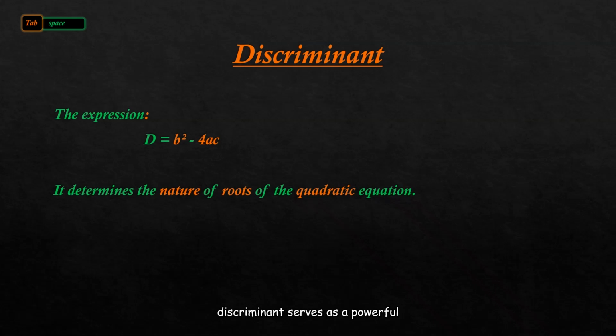The discriminant serves as a powerful analytical indicator. Its value enables us to infer the nature of the roots without computing them explicitly. Defined as d equals b squared minus 4ac, the discriminant reveals whether the solutions are real and distinct, real and repeated, or complex in nature. This insight enhances both conceptual understanding and computational efficiency.